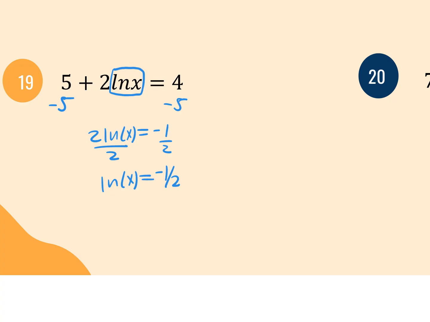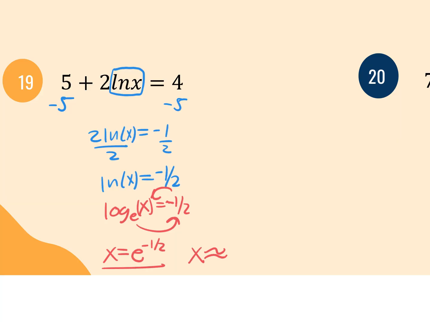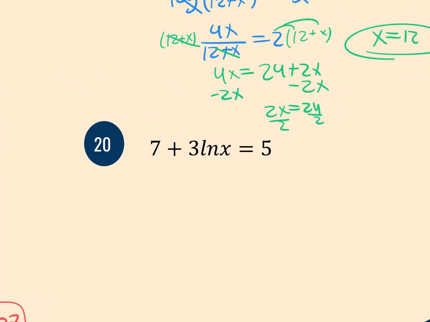All right, and this is one where I'm not going to use the one-to-one property. What I'm going to do is change it to log base e of x equals negative a half, and then you would convert it to exponential. So you get x equals e to the negative a half, which is an exact answer. Or you can round it to a couple decimal places. Let me plug this into the calculator, and then we get x equals 0.607.